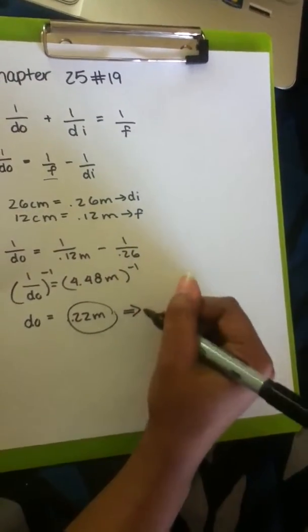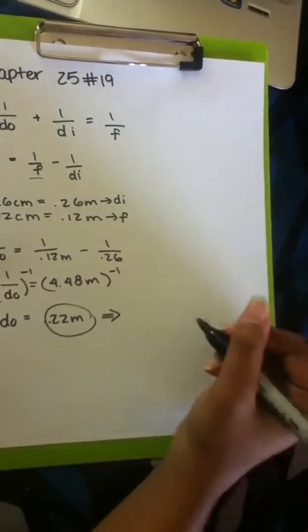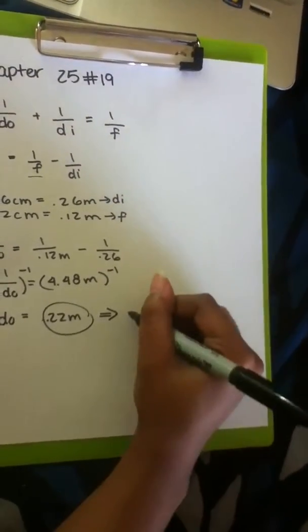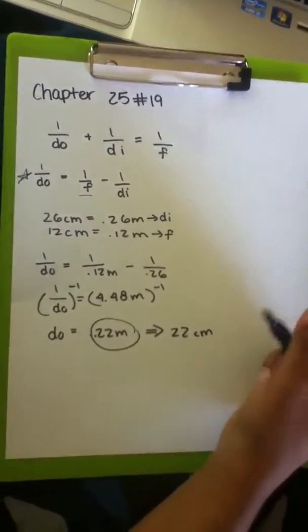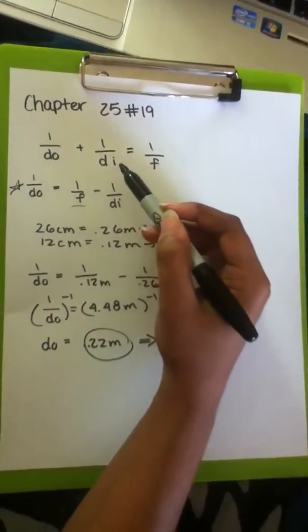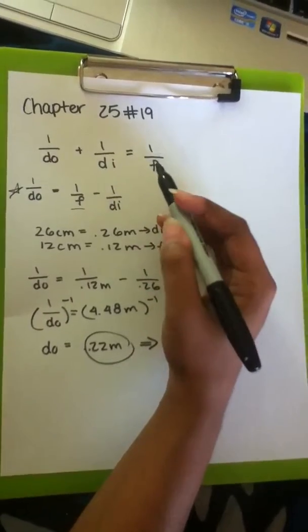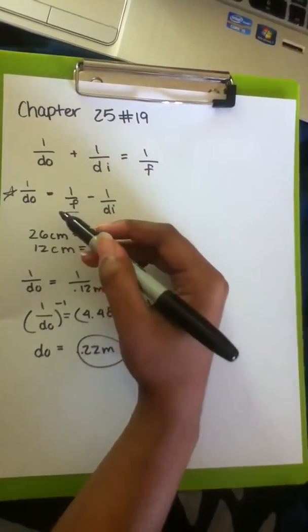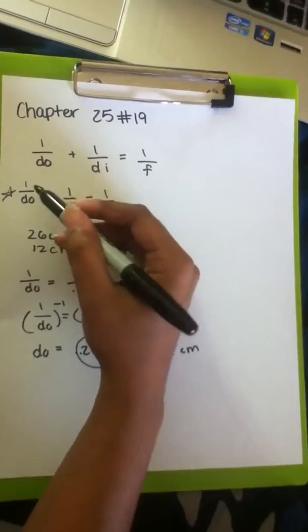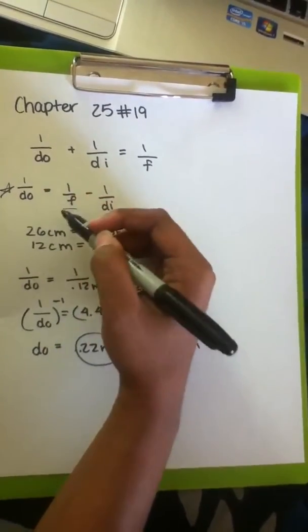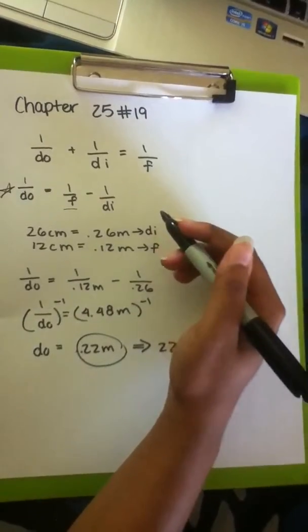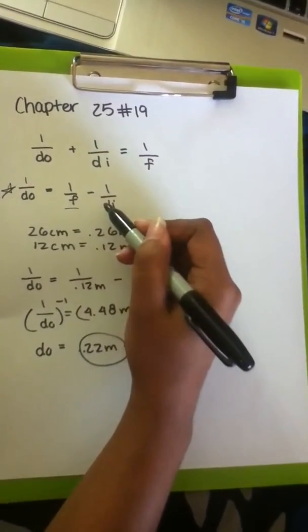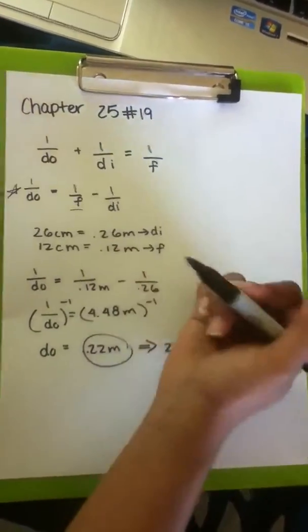Or, if you wanted to rewrite it like the values originally given in the problem, that would be 22 centimeters. Now, in order to do a little recap, I just used this equation that was given to me in the problems at the back of the book. I rewrote it because we were looking for the distance of the object, and I did that by subtracting the distance of the image, and I put that on the right side of the equation. Therefore, from this equation right here, all I would have to do is just plug in.